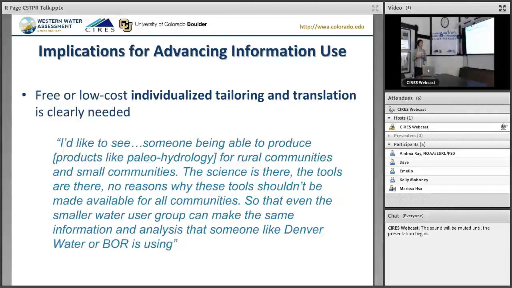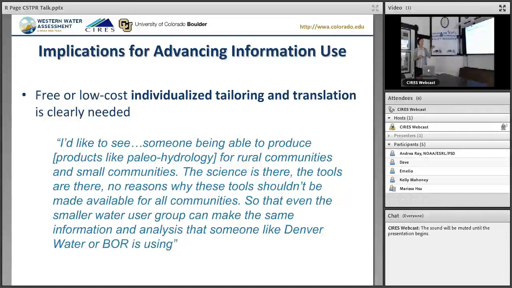"I'd like to see someone being able to produce products for rural communities and small communities. The science is there, the tools are there. There's no reason why these tools shouldn't be made available for all communities, so that even the smaller water user groups can make the same information and analysis that someone like Denver Water or the Bureau of Reclamation is using." So it's this idea of equitable access to information and how we make that happen.